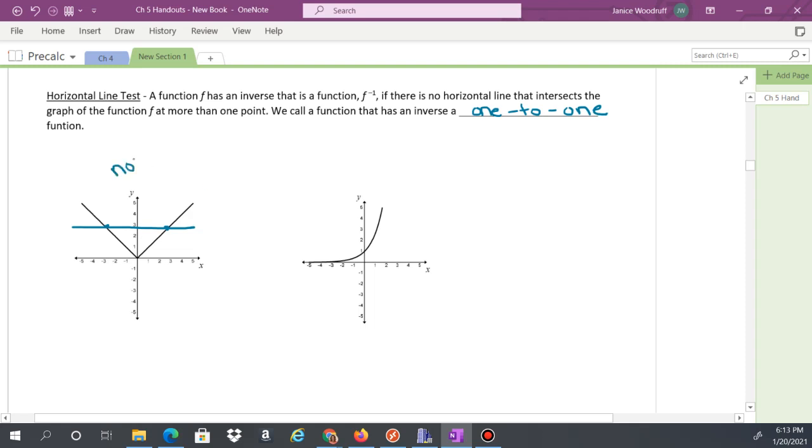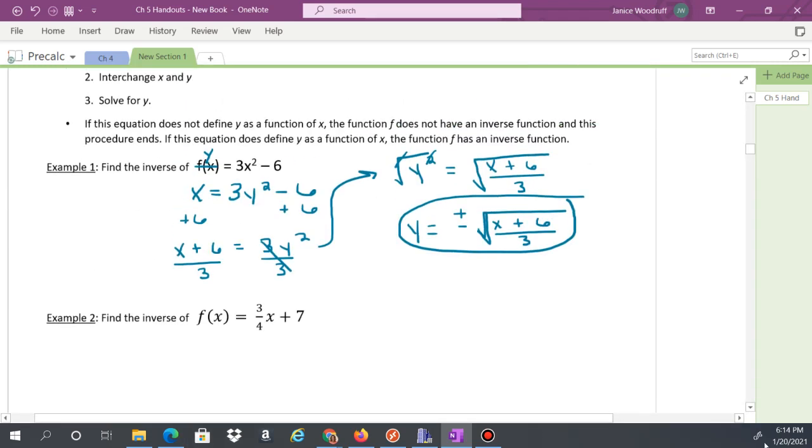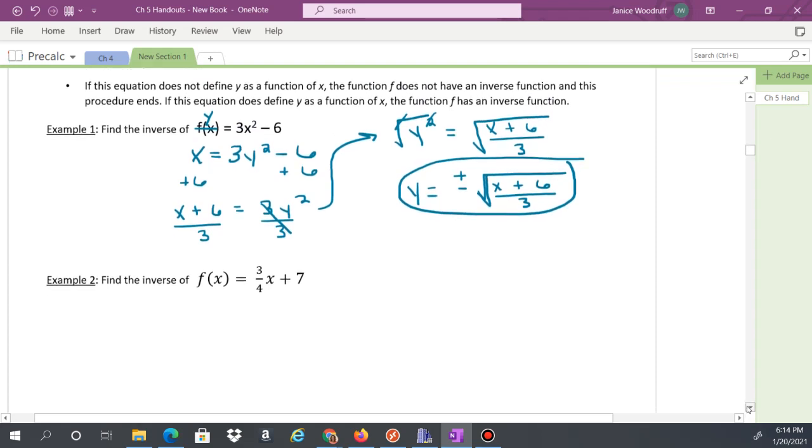That's how we're going to say it. If I can draw a horizontal line and it only touches the graph one time, we say that is a 1-to-1 function. So I'm going to go back up to this example. And right away I knew that because this is a parabola, 3x squared minus 6. So I know that that graph is going to look like this, which means if I draw a horizontal line through this graph, I'm going to hit it more than once.